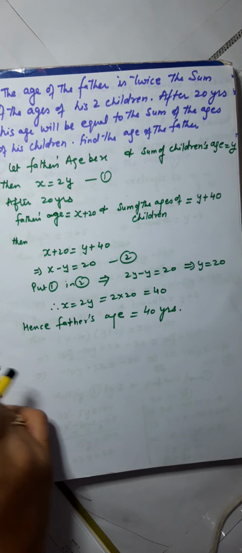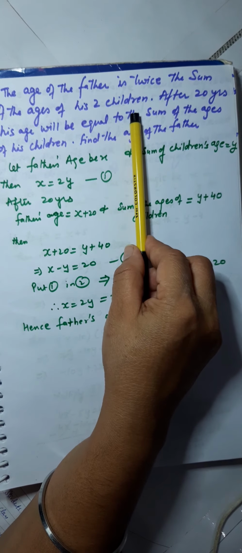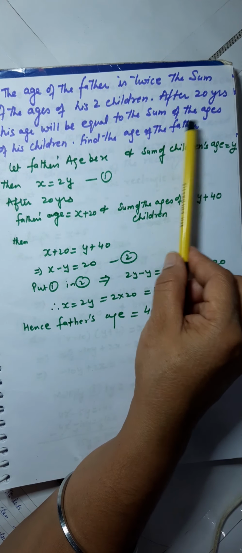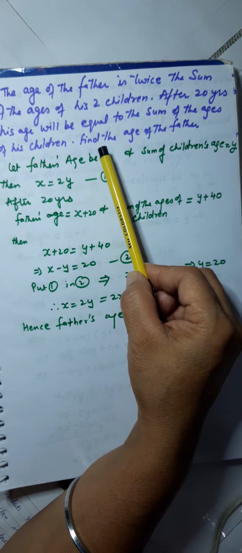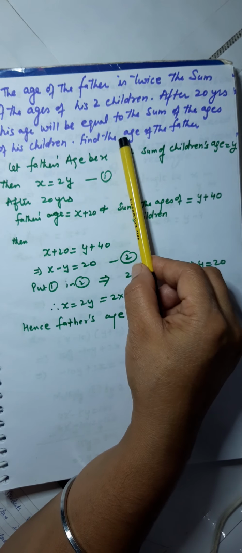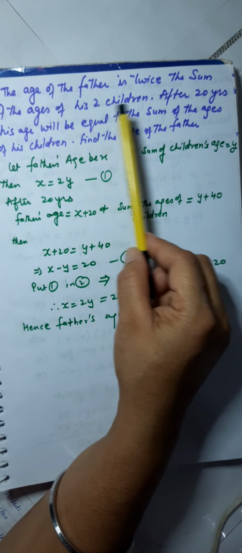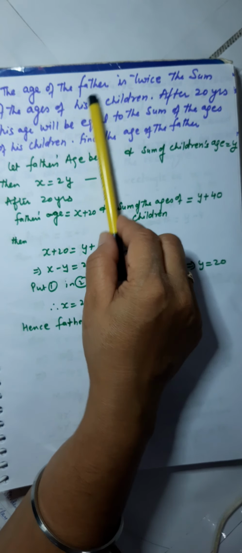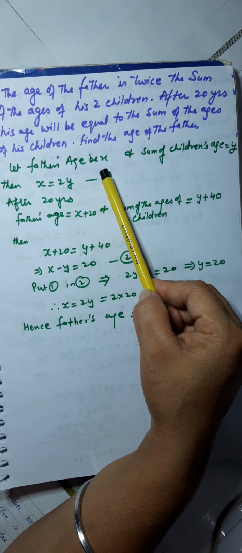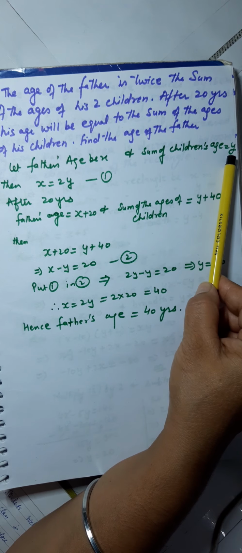Next question. The age of father is twice the sum of the ages of his two children. After 20 years, his age will be equal to the sum of the ages of his children. Find the age of the father. Now notice here that there are two things. One is age of the father and the second thing is age of two children. So we can assume age of the father as x and sum of the ages of two children y.